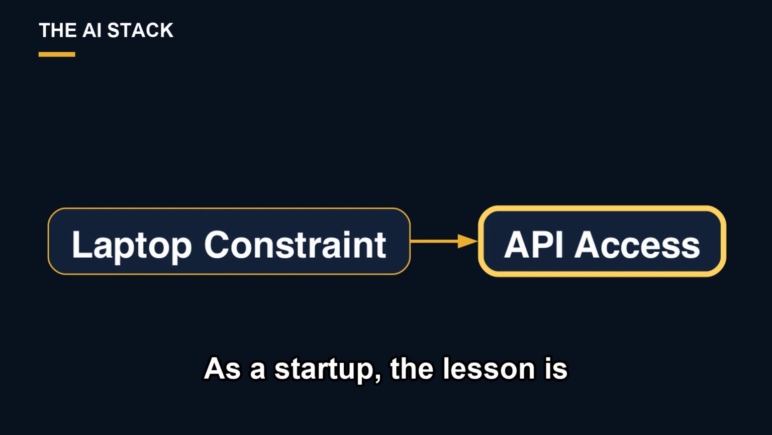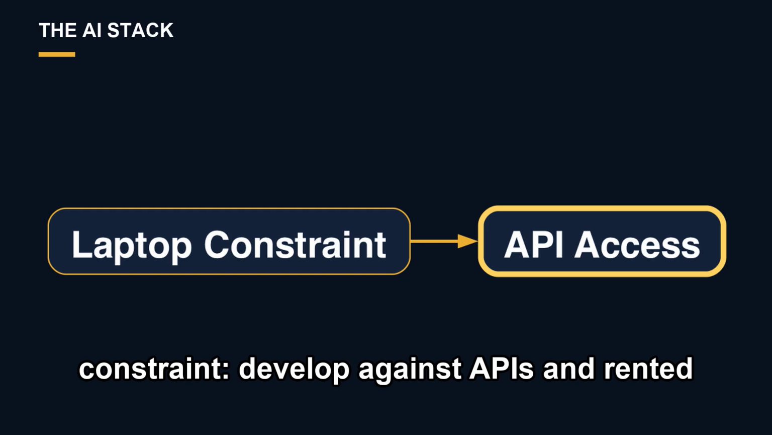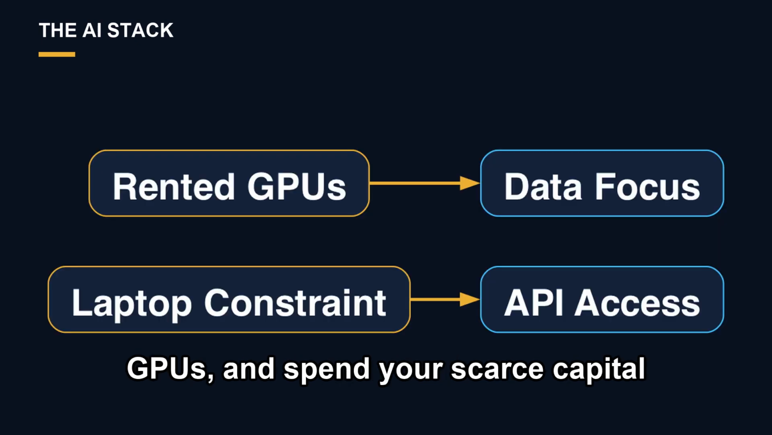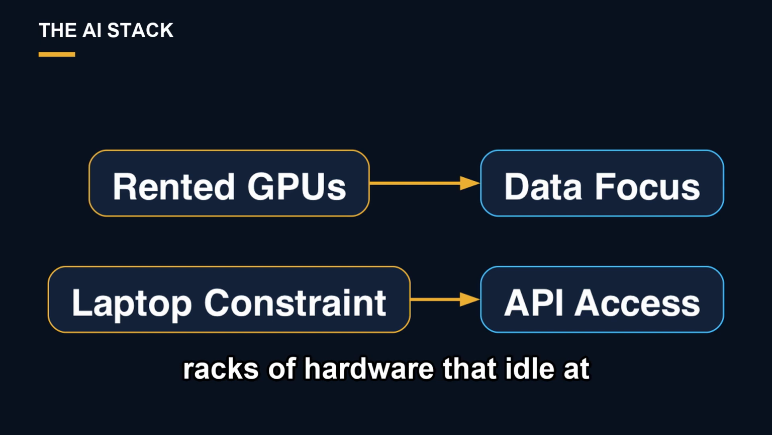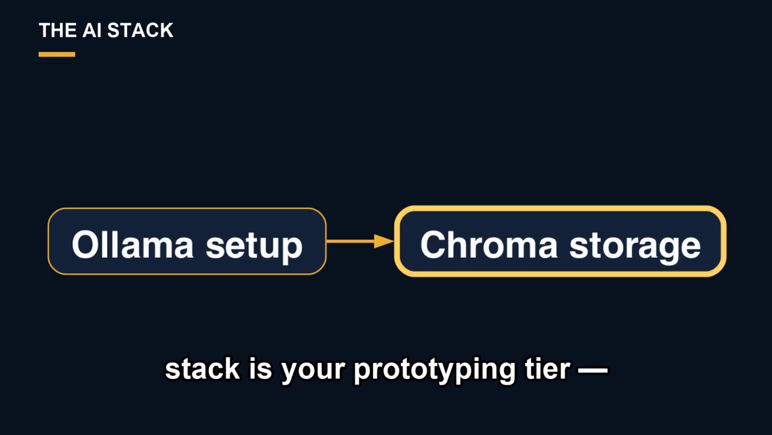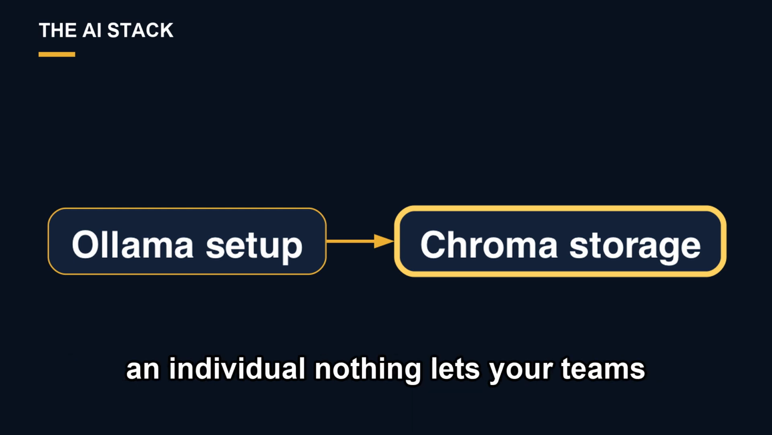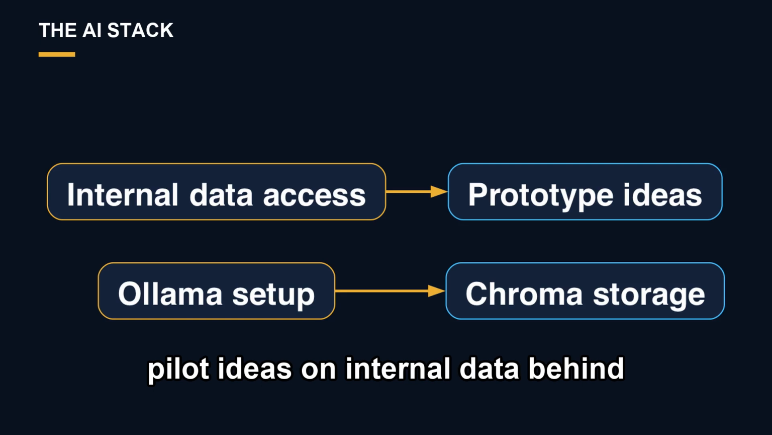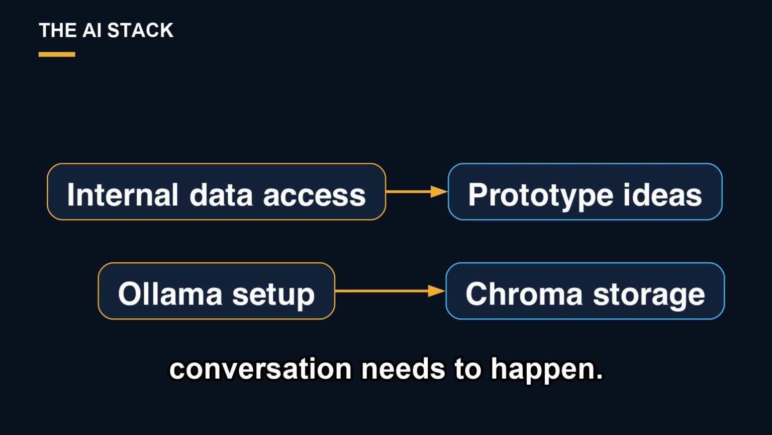As a startup, the lesson is that your laptops are not your constraint. Develop against APIs and rented GPUs, and spend your scarce capital on data and product, not on racks of hardware that idle at 3% utilization. And as a large enterprise, this stack is your prototyping tier. The same Ollama plus Chroma setup that costs an individual nothing lets your teams pilot ideas on internal data behind your own firewall before any procurement conversation needs to happen.